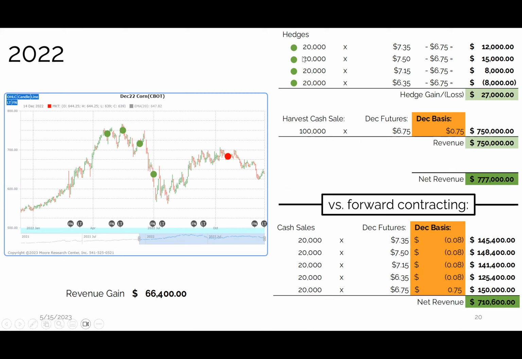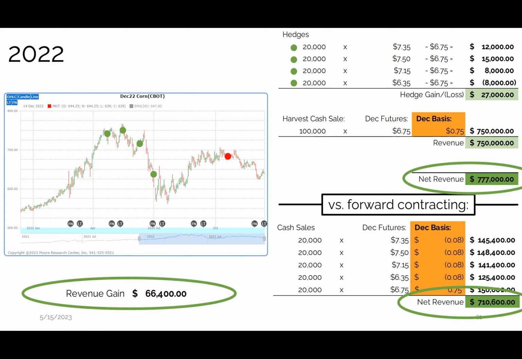By just simply looking at it a little bit differently, hedge levels at the same price, but just leaving the basis open until time of delivery and locking in a 75 over basis level on all of it, as opposed to the 8 under on the bid sheet back in June, would have given us a farm harvest sale of a December sale of 750,000 plus the hedge gain of 27, so 777. So that's a revenue gain of 66,400 just on improved basis levels from the time you would have been a cash seller to being a hedger and locking in basis at a more opportune time post-harvest.